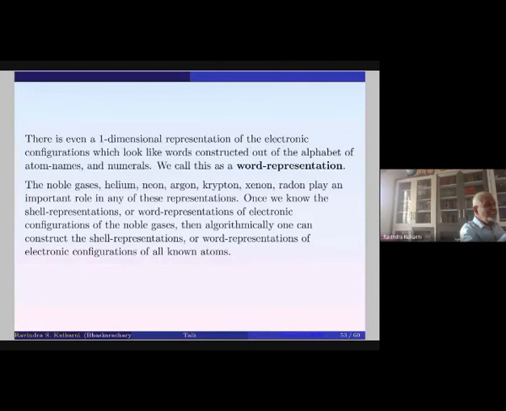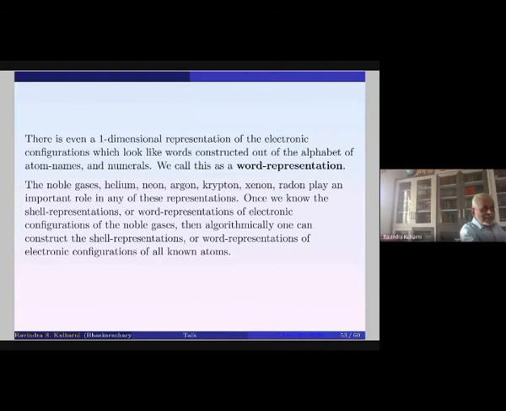There is also a one-dimensional representation of the electronic configuration. These are like words in an alphabet. These look like words constructed out of the alphabet of atom names and numerals. And this is called a word representation. So these are the Paninian tricks that Panini used in his construction of Sanskrit grammar.